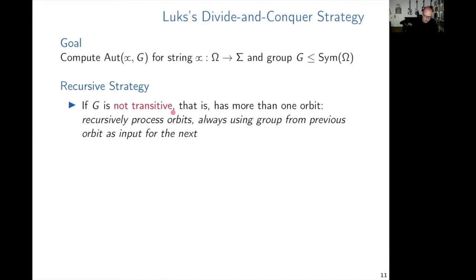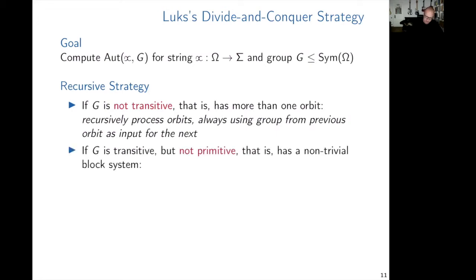If the group is not transitive, which means that it has more than one orbit, then we can compute the orbits, so we can detect this. And what we do is we just recursively process the orbits one after the other. And for any orbit, basically, our group gets smaller and smaller, and in the end, we have the right group. Okay, so that's the first type of recursive step.